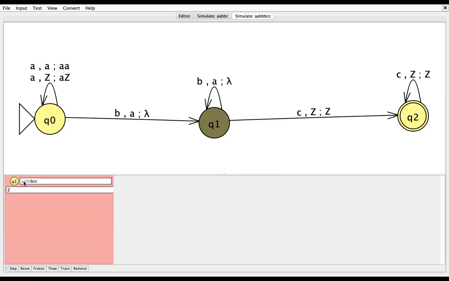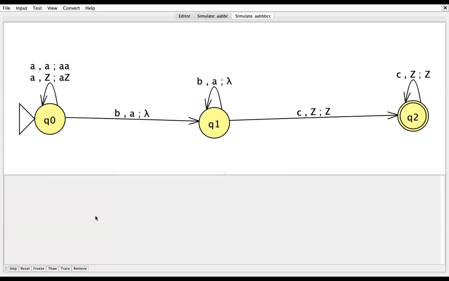So this shows that the condition that it should be A raised to the power n and B raised to the power n is being violated. Therefore, it does not go to the final state, and this input is not accepted by the automaton's language.